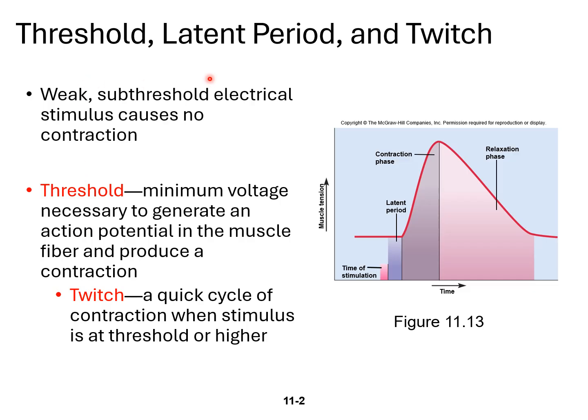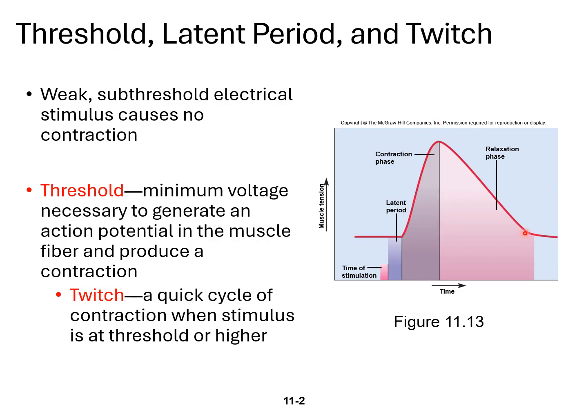So threshold, latent period, and twitch. The best way to look at this visually is through this chart, although it doesn't show you everything you need to know. This side of the graph is going to be muscle tension. When it starts to contract, it's going to become more tense, and this is over time. There's the time of stimulation, and then there's a latent period. The latent period is just where nothing happens, and then it's going to contract and then relax.